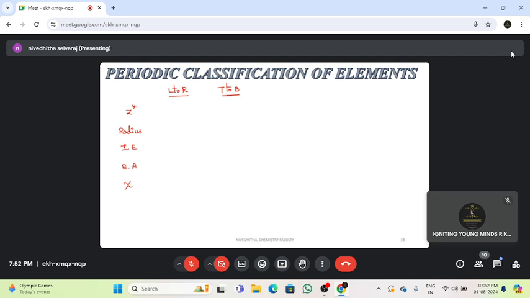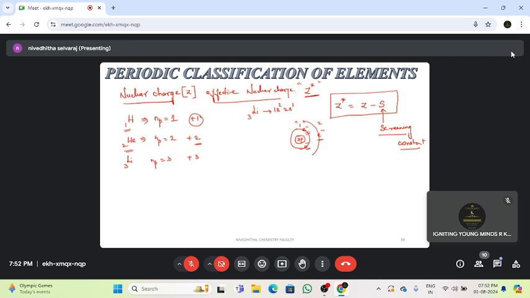Decrease. Okay, a student is saying that as we move from left to right in a periodic table, effective nuclear charge will get decreased. Is there any other answer? As we move from left to right in the periodic table, effective nuclear charge increases. Let us see the reason behind that.